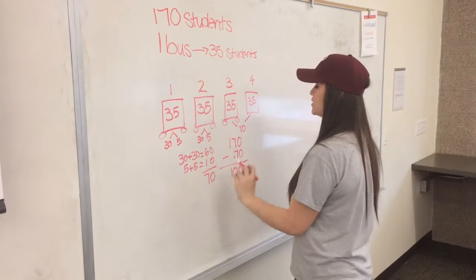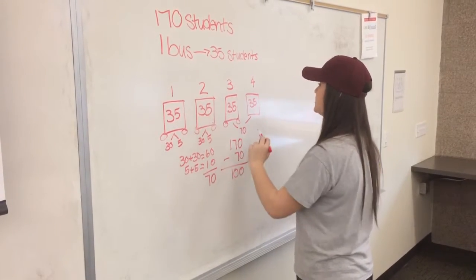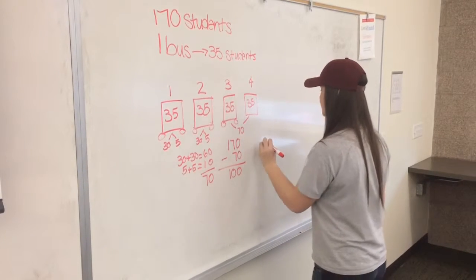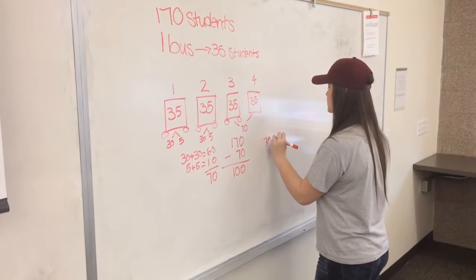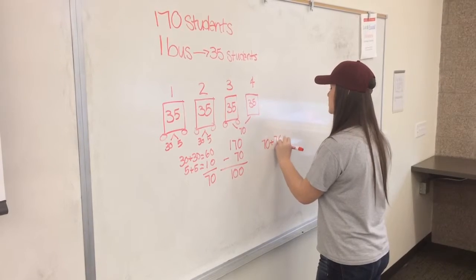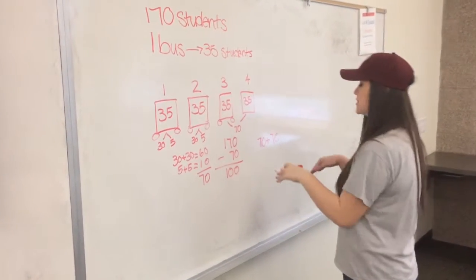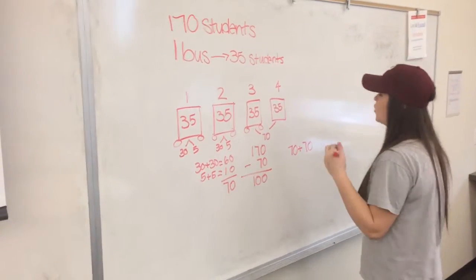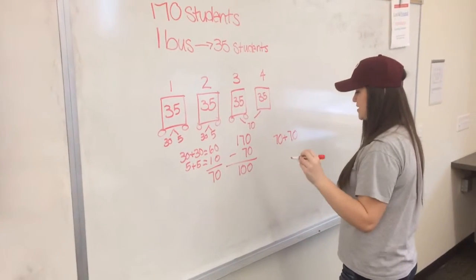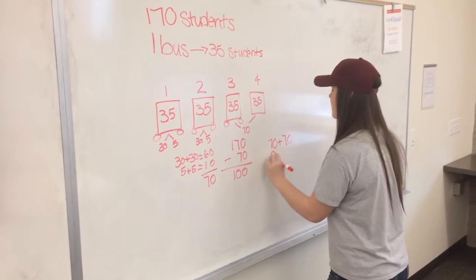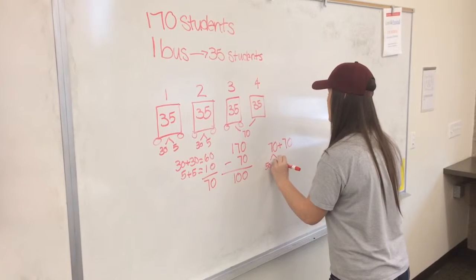So we're going to add our 70 from the first two buses and our 70 from the last two buses to figure out how many seats we have altogether now. So we have 70 and 70. So we're going to break these down into easier numbers. So to make up 70, we know that we can do 50 and 20.